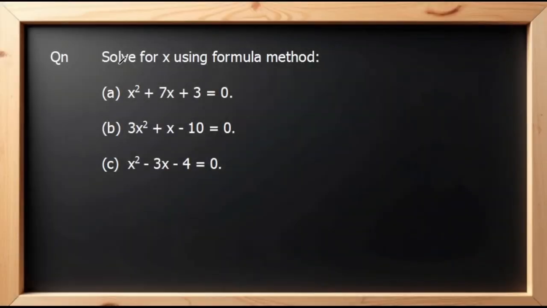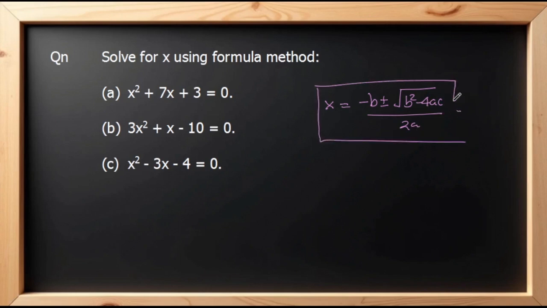Now in this question, it says solve for x using the formula method, and we have these three equations to be solved. Here we already know our formula method. We said the formula is x equals negative b plus or minus the square root of b squared minus 4ac, over 2a. So we're going to use this formula to solve for the values of x in each of these equations.